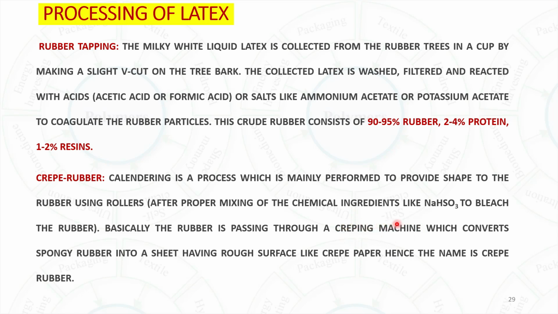Right? The creping machine is just like your chapati making system. With the help of the roller and the base, it converts the spongy or rubber particles into sheets having roughness. You may have seen crepe paper. If you touch the crepe paper, which is used for specific purposes, it has a certain kind of roughness on it. These rubber sheets also have this roughness on their surface. Due to this roughness, like the crepe paper, the rubber is known as crepe rubber, and it has various applications.